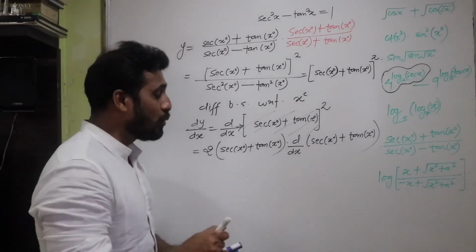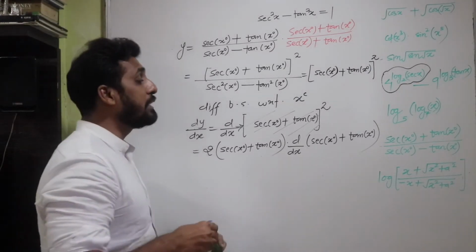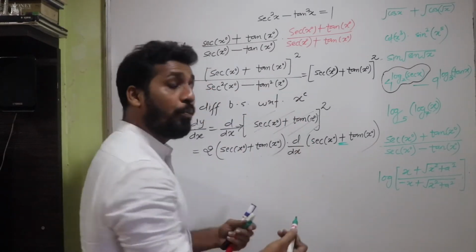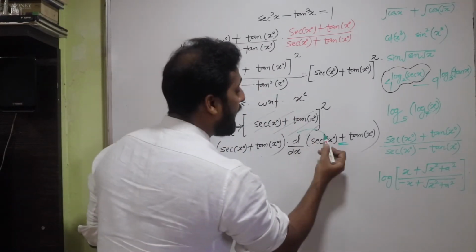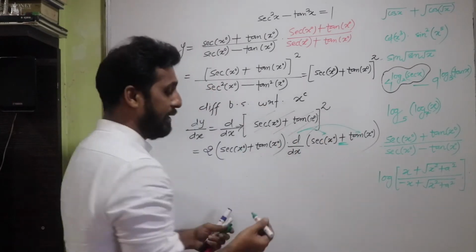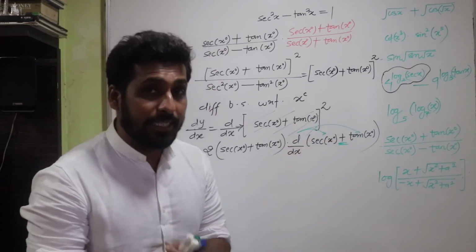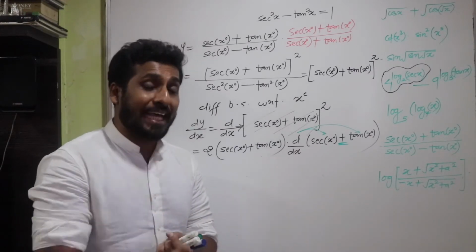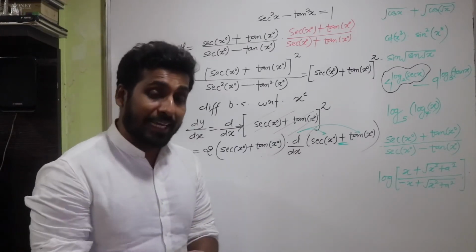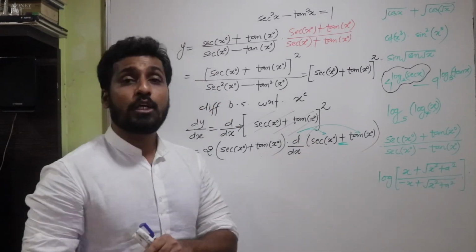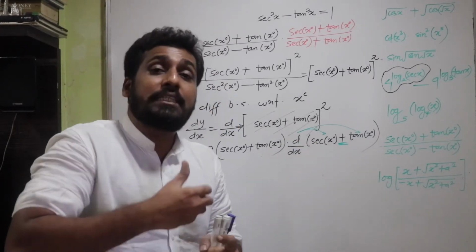So this contains what? This contains two functions connected by a plus sign, isn't it? That means I'm going to make use of the u plus v rule. Derivative of first term plus derivative of the second term. So what's the first term? It is sec of x degree. I know that the derivative of sec x is sec x into tan x. Is it sec x? No, it is sec of x degree.